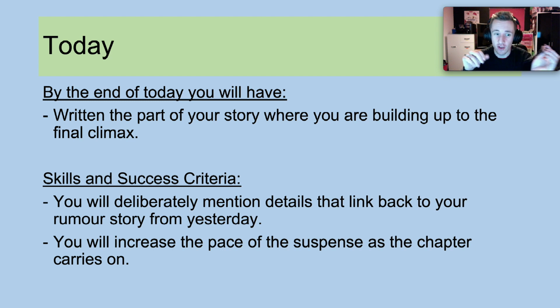Skills and success criteria. So what I need you to do is you need to deliberately, that means on purpose, mention details that link back to your rumour story from yesterday. So whatever details you chose to include, for example, dripping or clicking or tapping or whatever it is you've included, you're going to include those again today in the present so that it links back and it creates that eerie sense. You're going to increase the pace a bit.